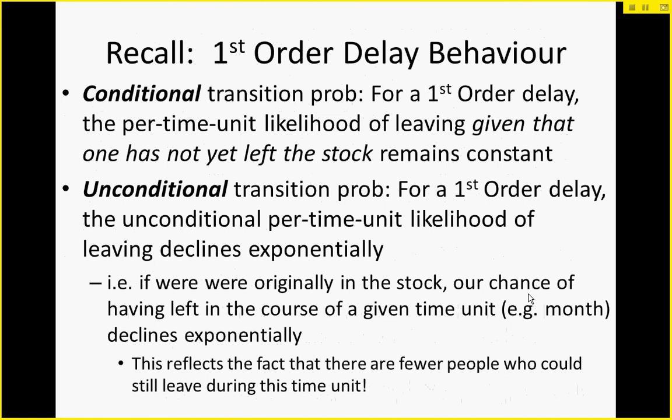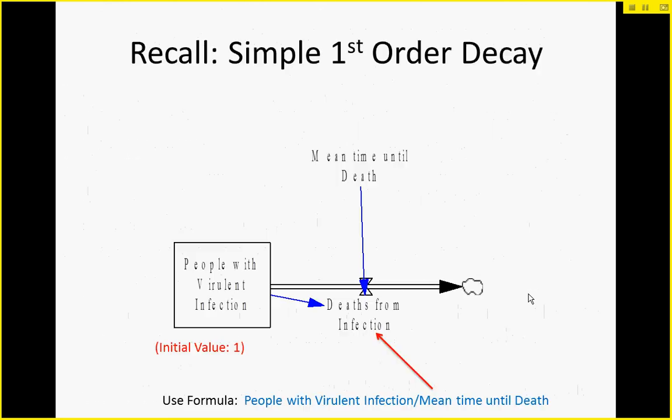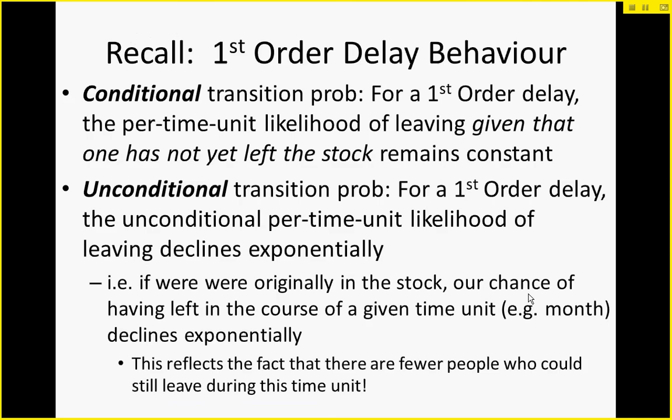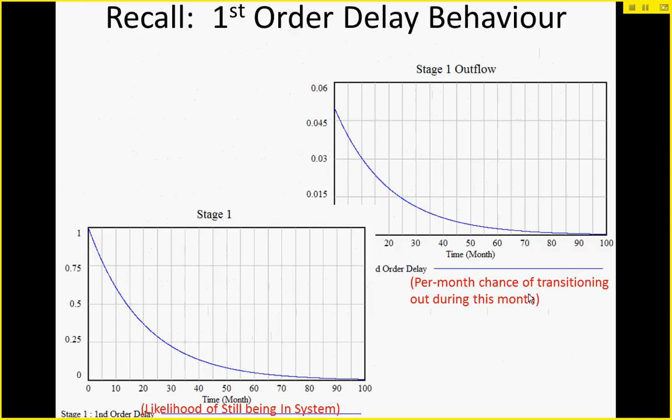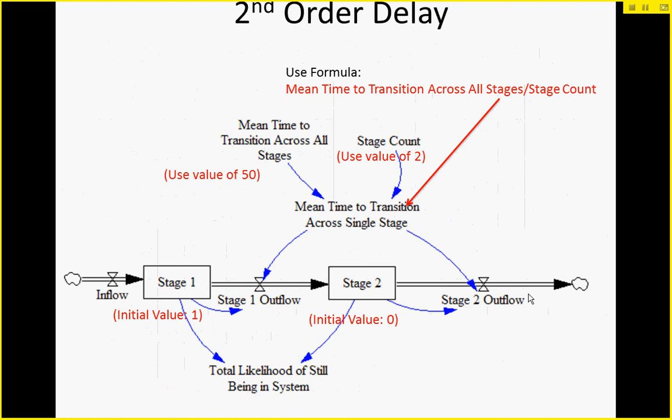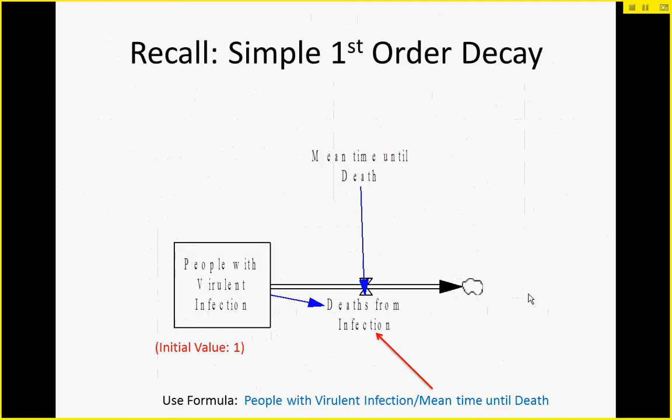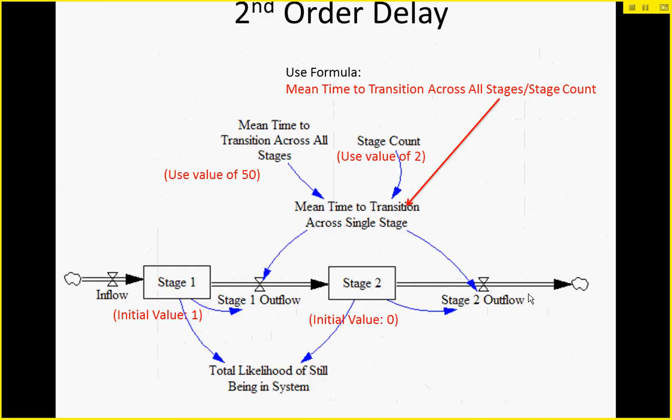And this chance of leaving per unit time stays constant no matter how long you've been in, right? Okay, so there's the first order delay behavior. Here's the second order delay. Now we have two stocks. And here we're going to still have a mean time to transition across all stages that's the same as the last one. Did I not label that explicitly? Same as the last one, 50 time to go from here to here.